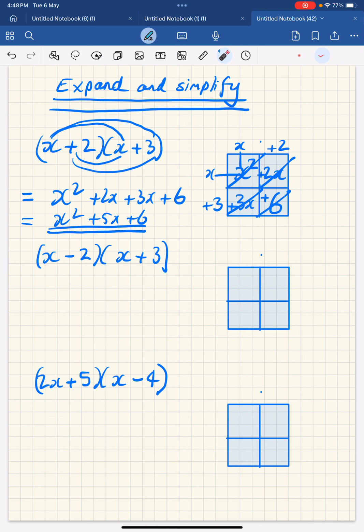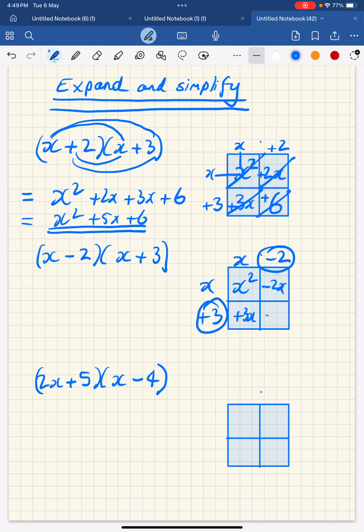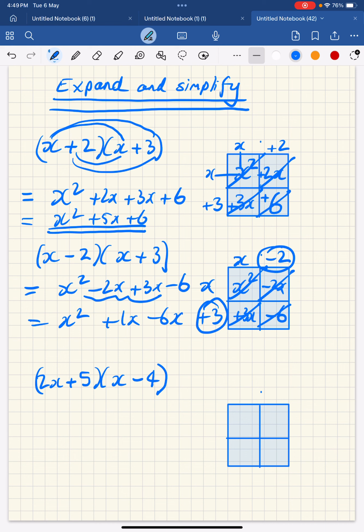Let's go ahead and do the next two now. Not much talking, we'll just do it. Transfer the x and the negative 2, the first bracket. Transfer the x and the positive 3. x times x is x squared. Negative 2x, positive 3x. And negative 2 times positive 3 is negative 6. Transfer over: x squared minus 2x plus 3x minus 6. And now simplify: x squared plus 1x minus 6. Mathematicians are efficient, we don't need the 1 there, we know it's an x.